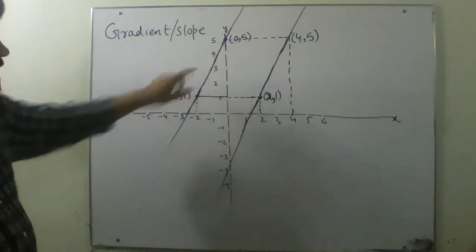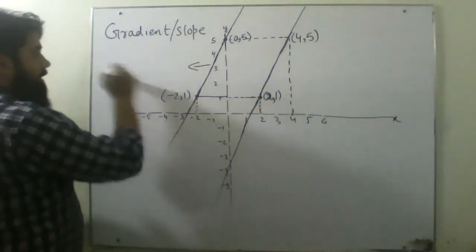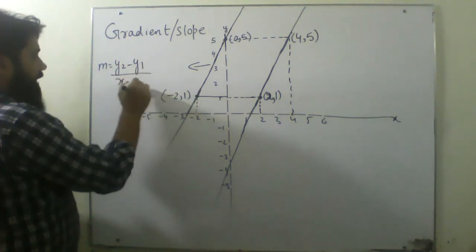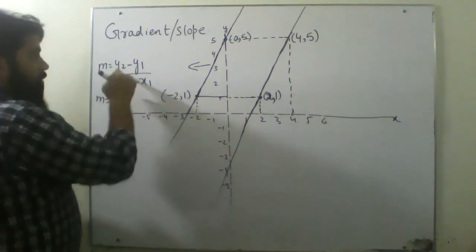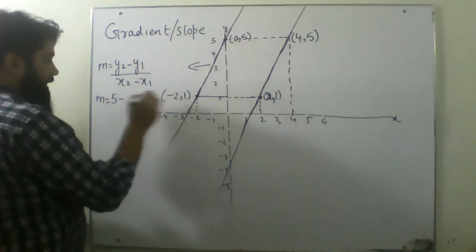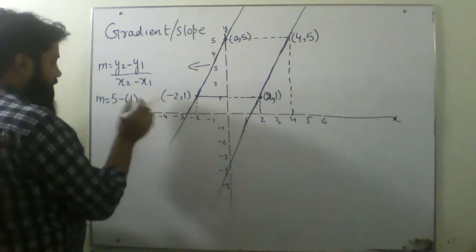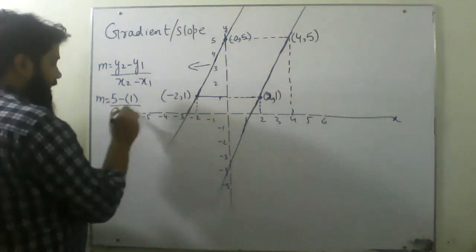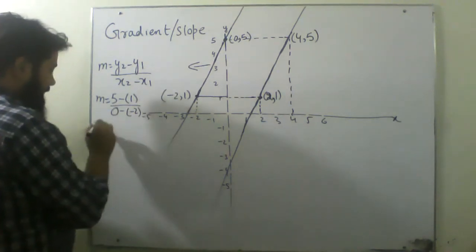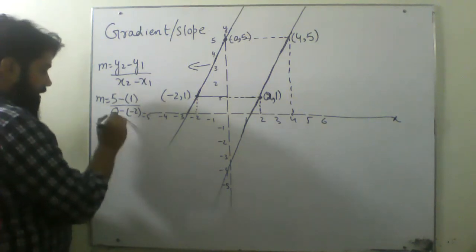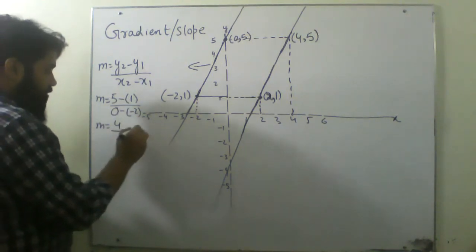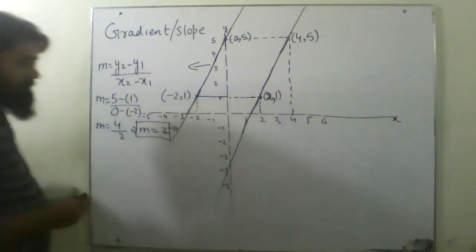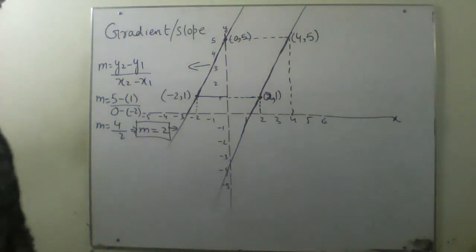So first of all, for the gradient of this line, m equals y2 minus y1 upon x2 minus x1. M equals, what will be y2? 5 minus 1 upon x2. What will be your x2 over here? 0 minus minus 2. M equals 5 minus 1 will be 4, 0 minus minus 2 will be 2. So the gradient of this line is coming 2 over here.